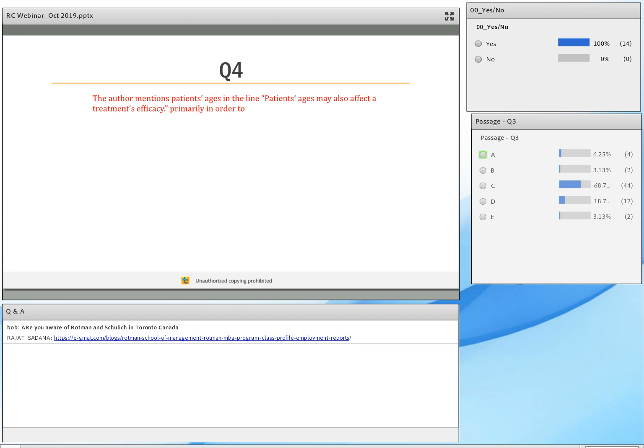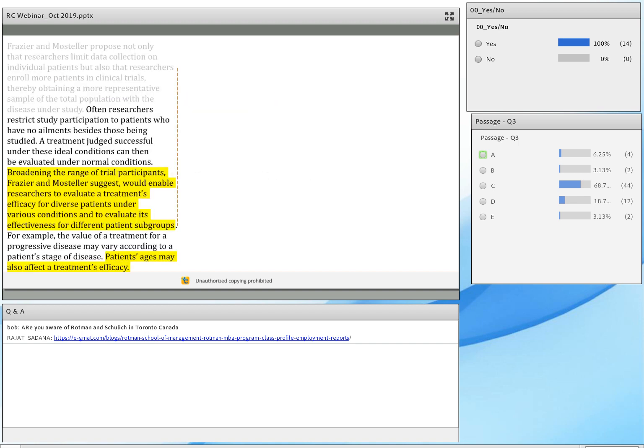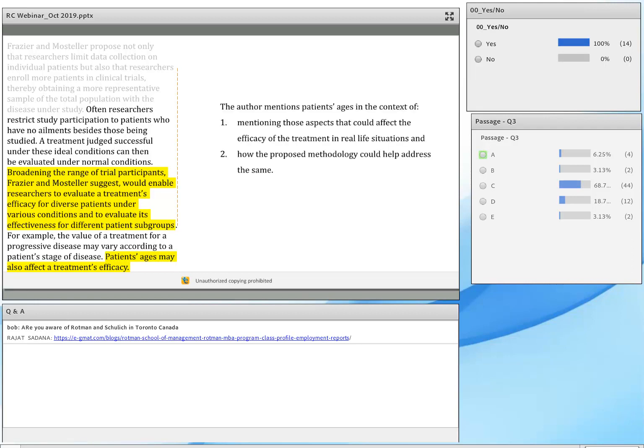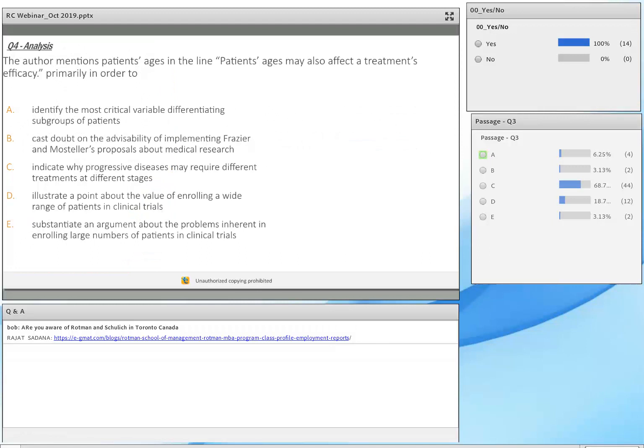The author mentions patients' ages may also impact. Okay, so again we have to figure out why he mentioned the thing about patients' ages. And again, if you think about it, it's because he's talking about replicating real life situations, right? So he's talking about how the proposed thing will help address the variation in the ages, right? So now we take a look at the answer choices over here.